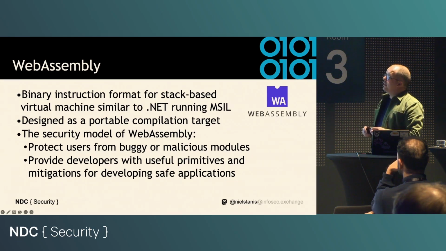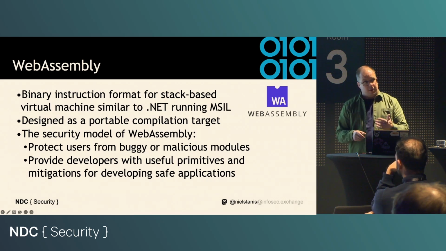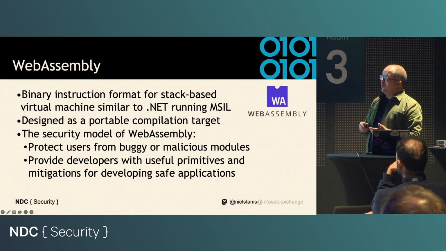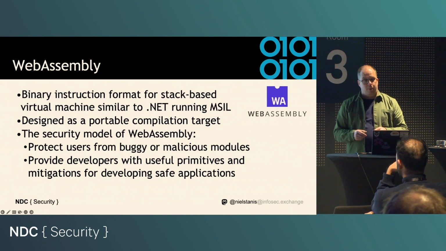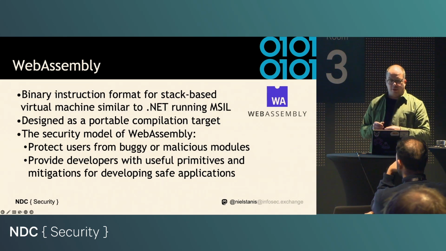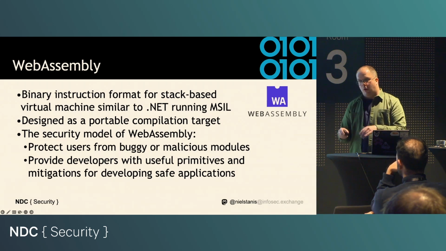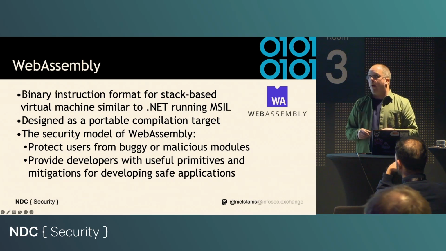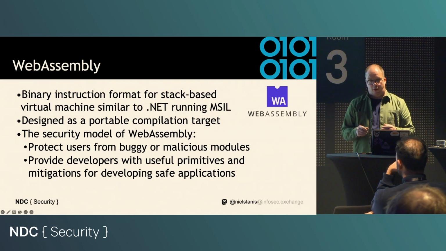So as I said, it is a binary instruction format for a stack-based virtual machine, which is similar to .NET MSIL, right? The CLR runs MSIL. It needs to be a portable compilation target. And one of the additional security models they have is that we want to protect users from buggy or malicious code. And we want to provide developers also with helpful primitives. What they mean by that is it should be pretty intuitive to take the right path. And if you need to do something bad, then hopefully the API is really explicit, or the compiler maybe even tells you, hey, what you're doing here might be a risk, or consider not doing this because it might be harmful. I think the default path should be straightforward, easy to use, and secure.